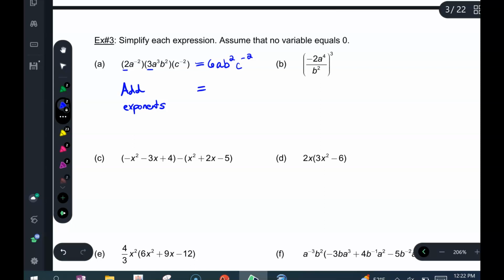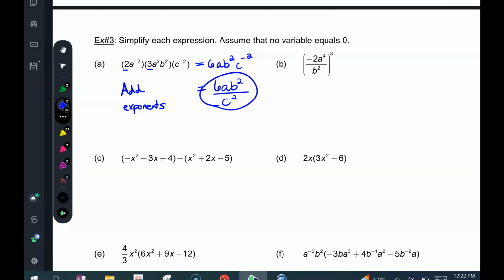Yeah. What about the 6? Do I move that around? No. So technically 6 has a positive 1 exponent. So we're going to leave 6ab squared over c squared. Oh, because it's multiplied by 1.